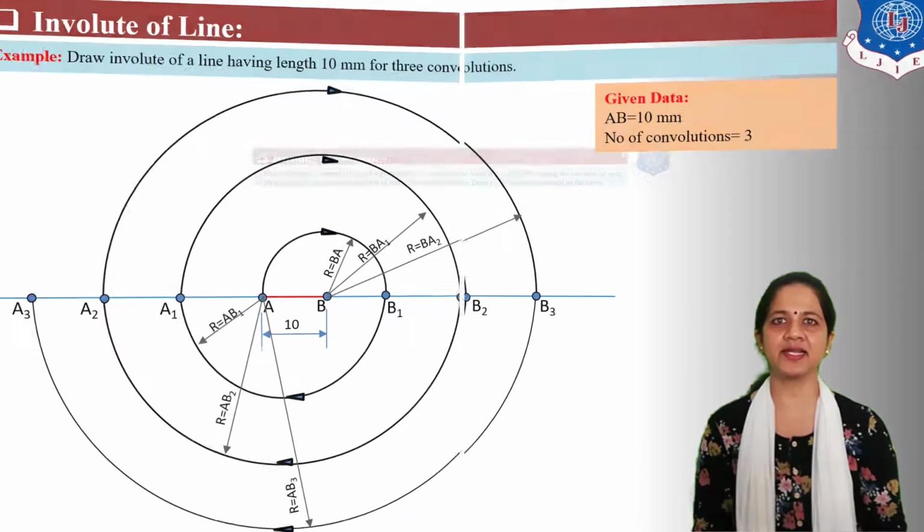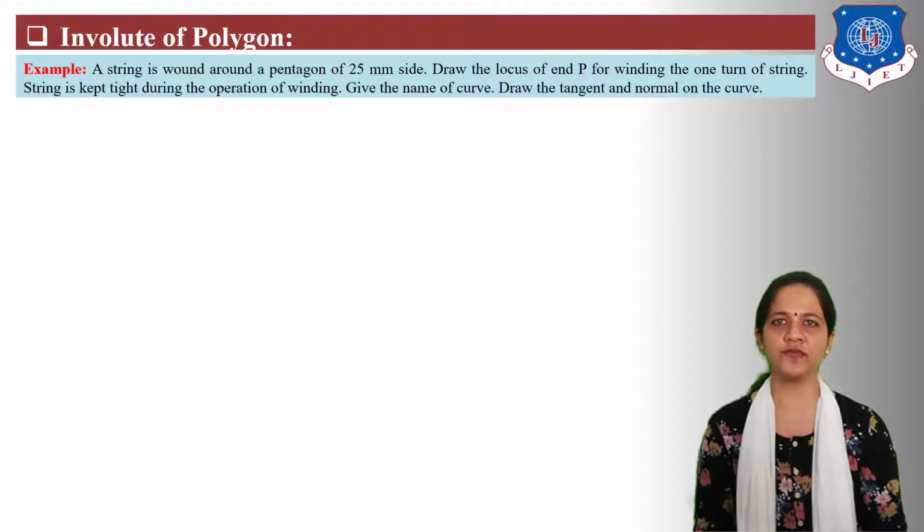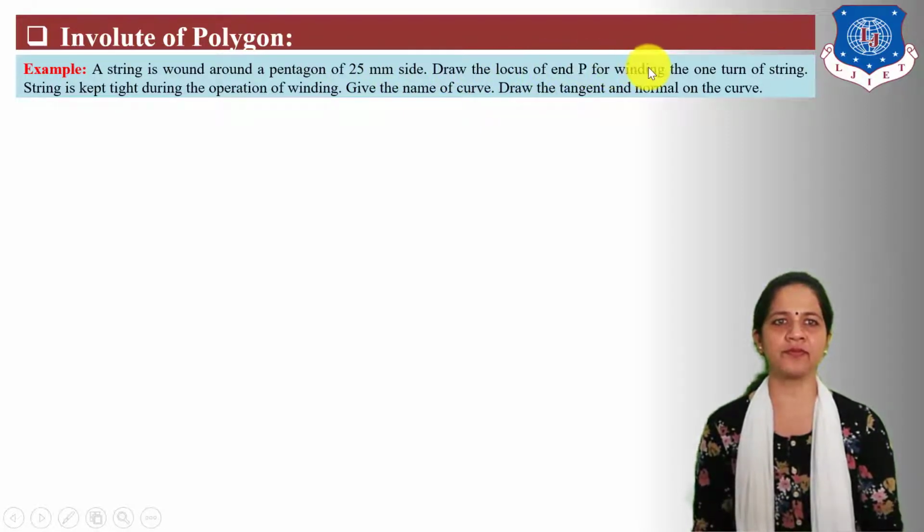Next, let us understand involute of polygon. Example is given here. A string is wound around a pentagon of 25 mm side. Draw the locus of end P for winding the string. String is kept tight during the operation of winding. Give the name of the curve. Draw the tangent and normal on the curve.